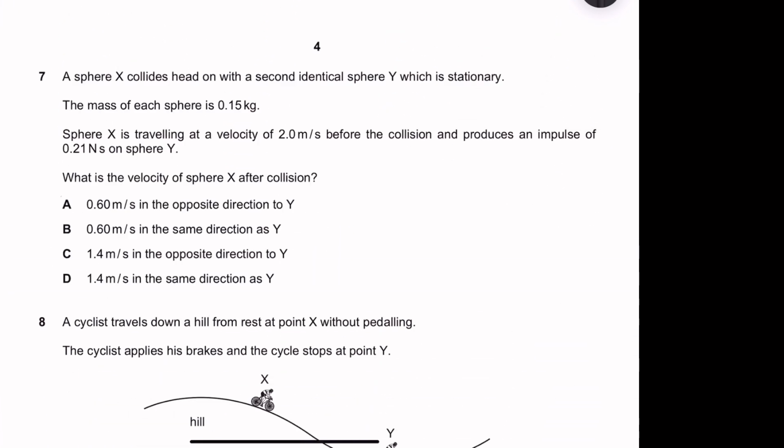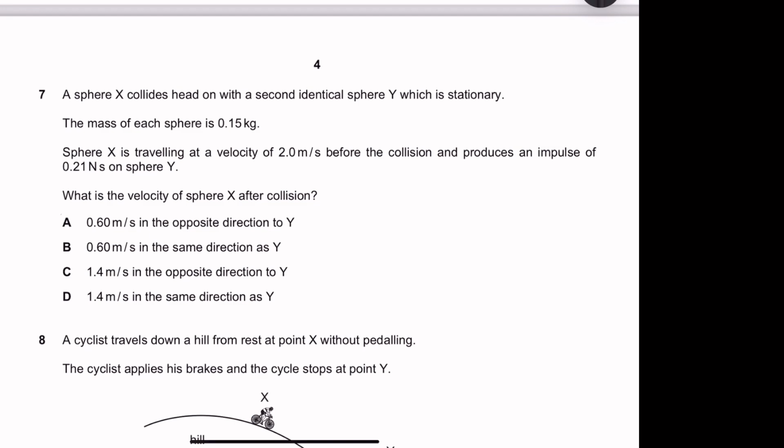Question 7. A sphere X collides head-on with a second identical sphere Y, which is stationary. The mass of each sphere is 0.15 kg. Sphere X is traveling at a velocity of 2.0 meters per second before the collision and produces an impulse of 0.21 newton seconds on sphere Y. What is the velocity of sphere X after collision? So we know that momentum before collision is equal to momentum after collision, and the formula of momentum is m1u1 equal to m1v1.